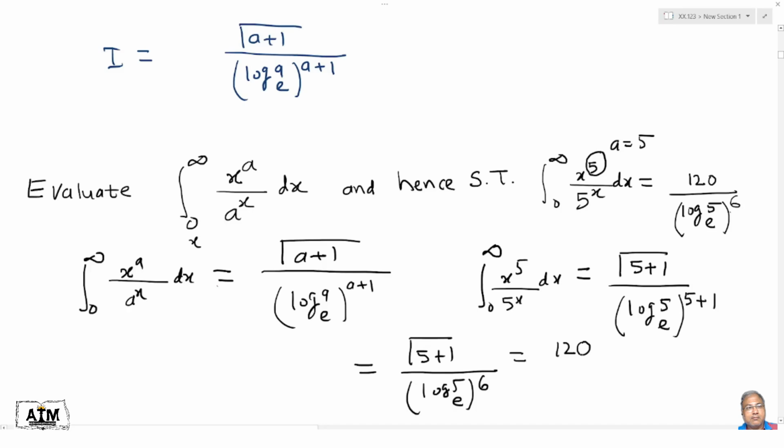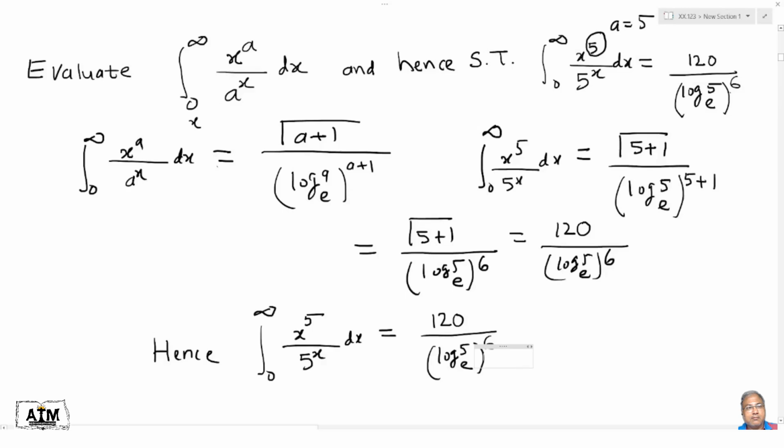Please tell me how this 120 has come and write down your answer in the comment box. I am directly writing 120 to test your understanding level. How to find gamma 5 plus 1, I already explained in my earlier video. So find the answer and tell me how this 120 has come. So 120 divided by (log 5 to the base e) whole raised to 6. Hence integration 0 to infinity x raised to 5 divided by 5 raised to x with respect to x equals 120 divided by (log 5 to the base e) whole raised to 6 is proved.